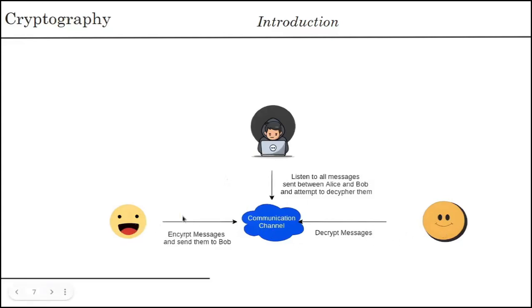They sometimes talk directly head-to-head or via a communication channel. This communication channel could be anything. It could be a telephone or the internet or some kind of network, and they exchange messages between them via this channel. Alice encrypts messages and sends them to Bob. Then Bob decrypts the messages. This evil right here listens to all messages sent between Alice and Bob and attempts to decipher them, to decrypt them.